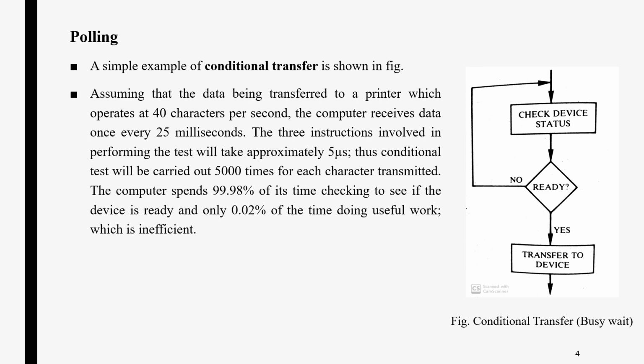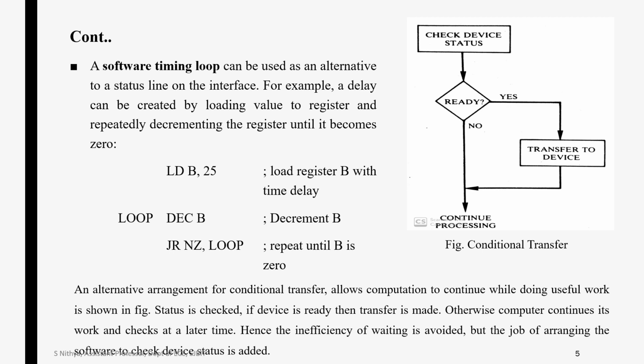That's why we go for another approach. In this flow chart, it checks the device status, whether it is ready or not. If it is ready, transfer the data, or otherwise it continues the processing. Whatever processing it was performing earlier, it goes back to that work and performs the operations.